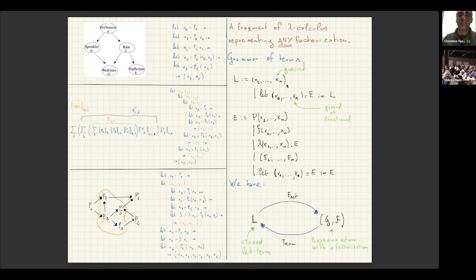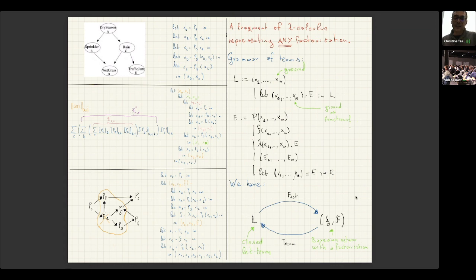So we have tuples of ground variables. So we have let expressions, and that is local definitions of tuples given by some expression. The expression can be either a stochastic matrix applied to a tuple of ground variables, or an application of a functional variable to a tuple of ground variables, first order functions, tuples of expressions, and again, a local definition of an expression in an expression.